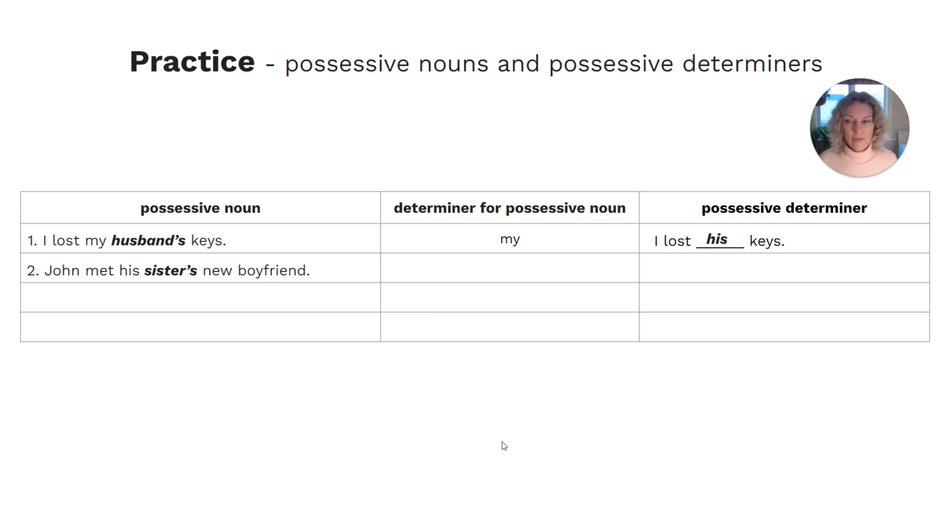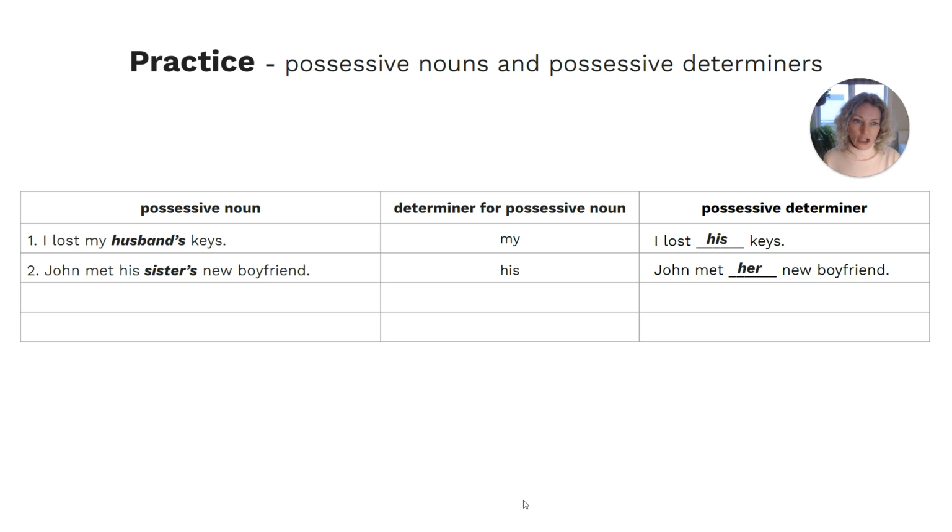Let's try another one. Number 2, John met his sister's new boyfriend. So what's the determiner in that sentence? It's his. And that's because sister is a singular count noun. So we have to be more specific. Which sister? His sister. Okay. And then if we were going to use a possessive determiner instead of a possessive noun in that sentence, what would it be?